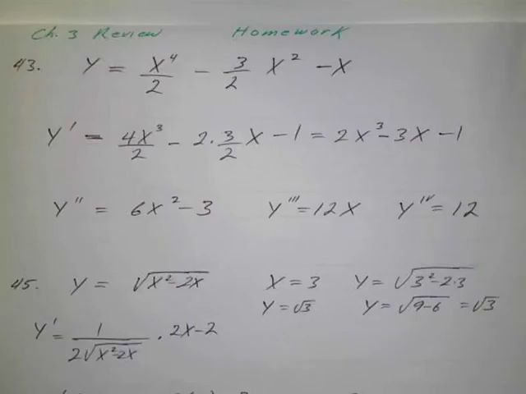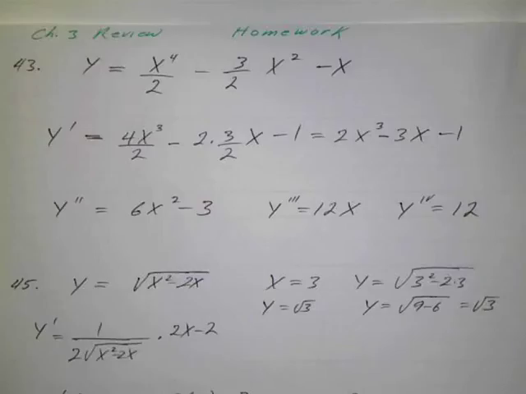Okay, again, some more chapter review. Homework problems. This is number 43, and we finally found an easy one here. All we have to do is find all the derivatives. This is my function: y equals x to the fourth over 2 minus 3 halves x squared minus x.